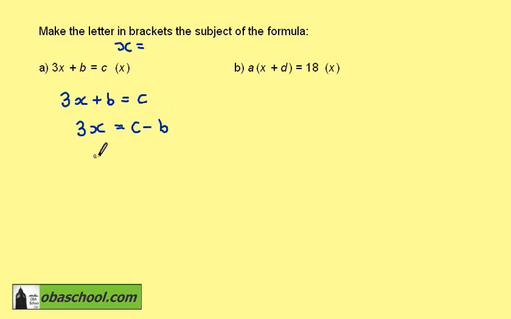Now divide both sides by 3. Dividing 3x by 3 gives us x. Dividing this side by 3 gives c minus b, all divided by 3. The way this is written suggests c minus b is done first, and then we divide it all by 3. If you want to make this totally clear, you can put brackets around the c minus b.